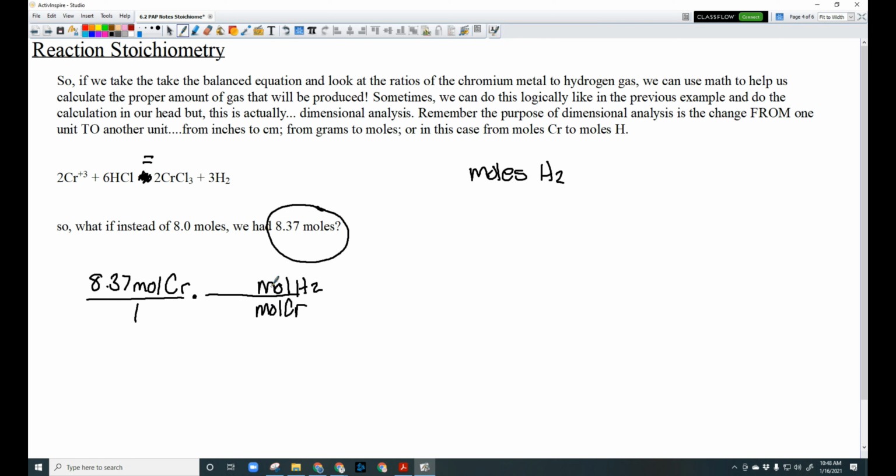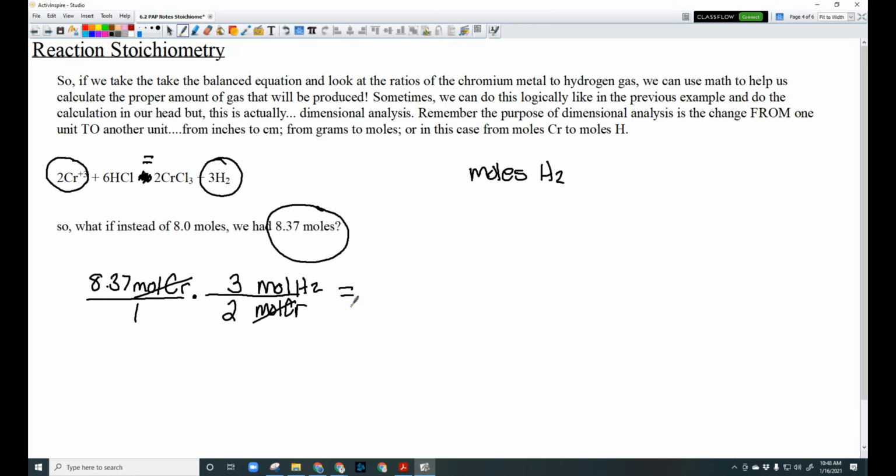And what is a conversion factor? Something that's equal to something else, like 60 minutes is equal to 1 hour. So here, 2 moles of chromium is equal to 3 moles of hydrogen. So there's our conversion factor. What can we cancel? Moles of chromium. So what are we left with? Our unit, moles of hydrogen. Is that what we want? Yes, moles of hydrogen. So we can use this concept of dimensional analysis to help us figure this out.